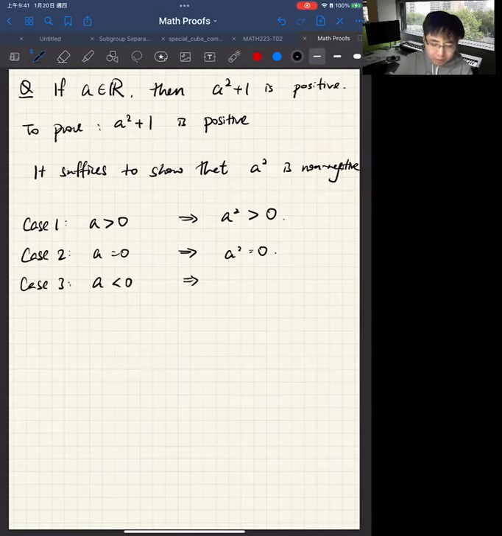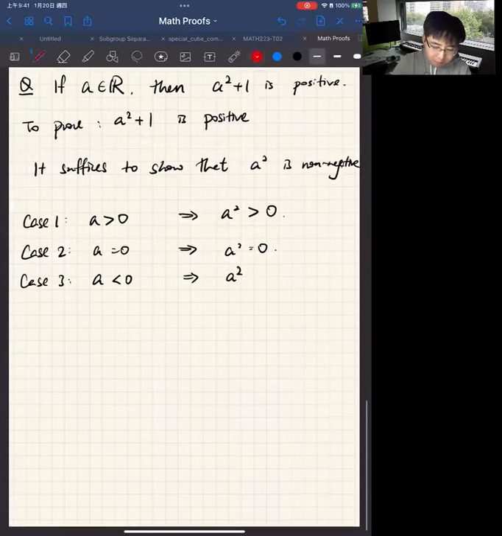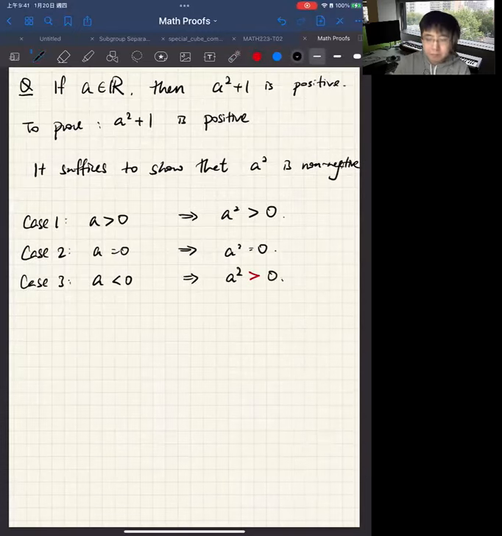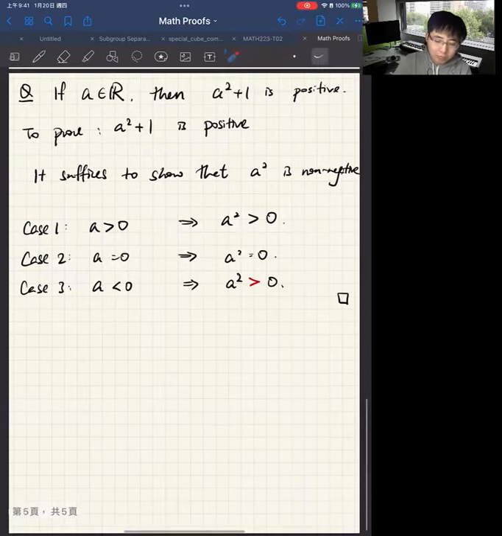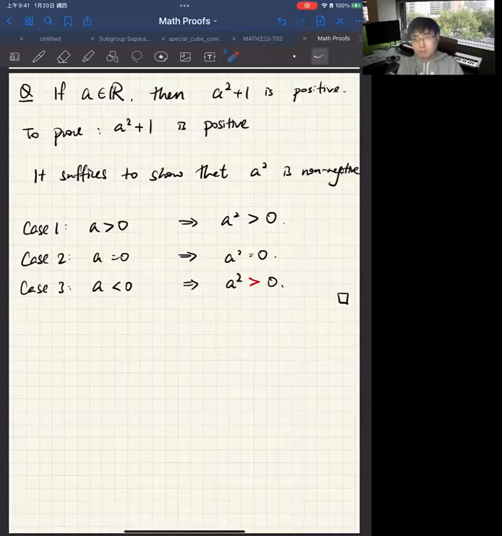Case 3, a is smaller than 0. Then since a is negative, when you multiply on both sides, it will change the bigger than sign. Okay, it's bigger than 0. And here finishes the proof, since we show that a squared is non-negative. So you can see that in the whole proof, a squared plus 1 doesn't even show up, since we don't need it anymore by this sentence.